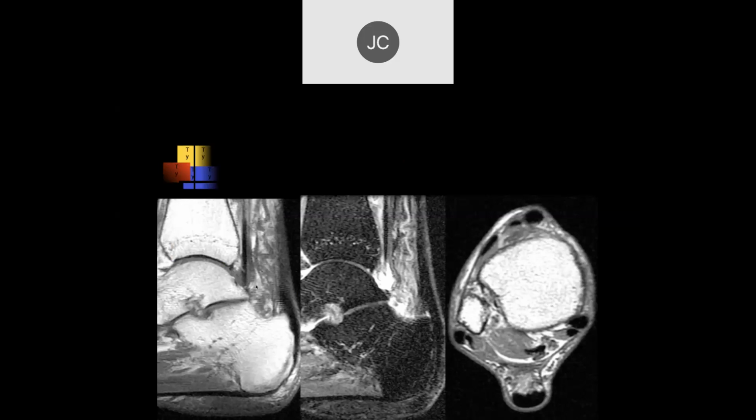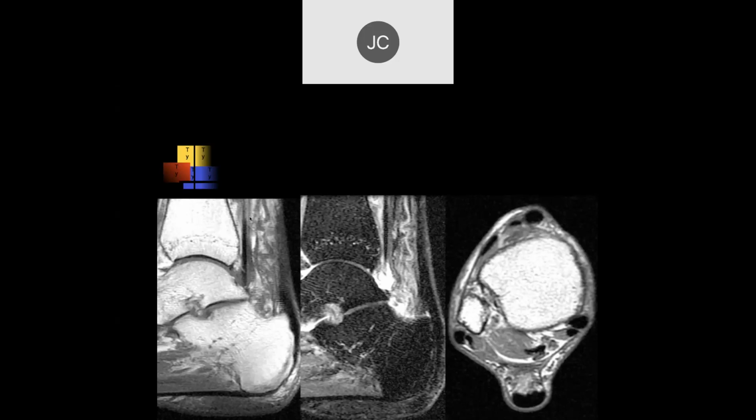So here we can see the calcaneus, the talus, and the distal tibia you're all aware of. And here's the Achilles tendon coming down to its insertion on the calcaneus. In the axial images, we can see the bones anteriorly, the Achilles tendon posteriorly. You're all familiar with these changes.